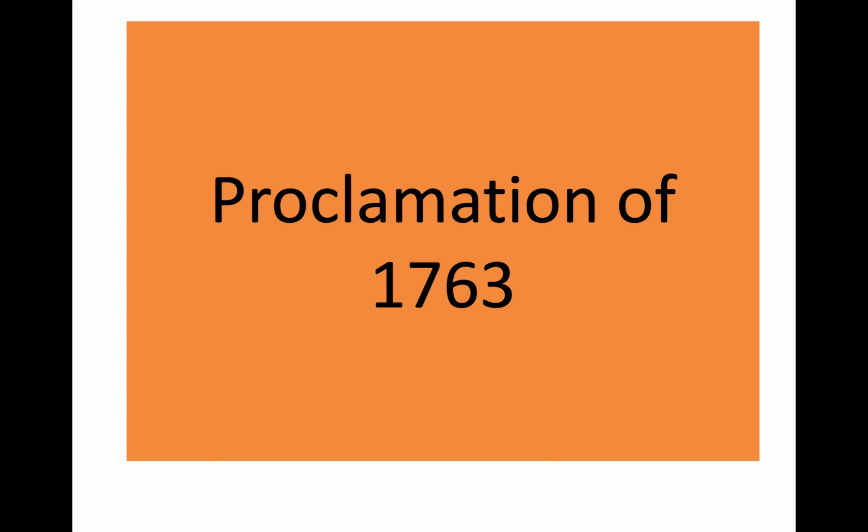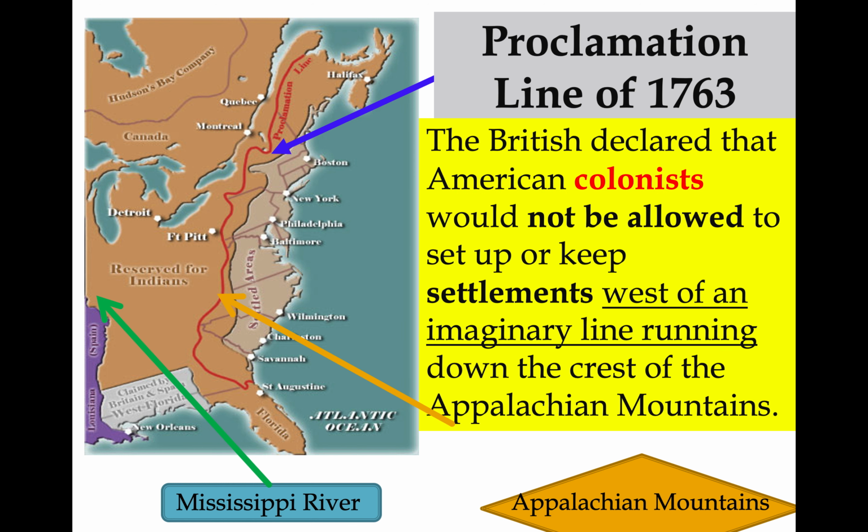The British left us alone, but all of a sudden they got to start paying for the war that they just won over the French. So they will have the Proclamation of 1763. They will draw this proclamation line saying no Americans can settle west of the line. We're giving that to the Indians.